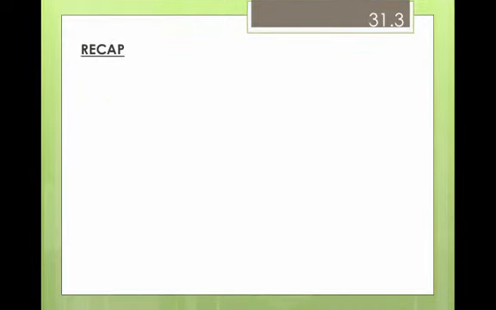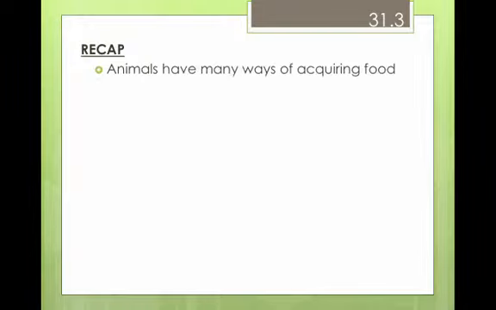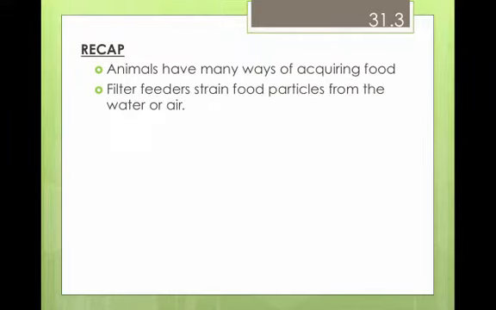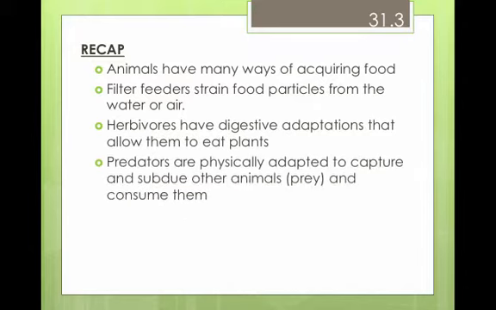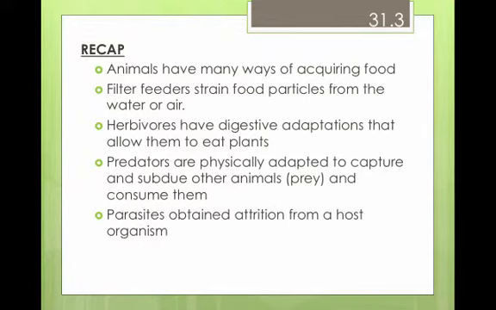So now we're done with chapter 31.3, and here's a real quick recap. Animals have many ways of acquiring food, and filter feeders strain food particles from the water or air. Herbivores have digestive adaptations that allow them to eat plants. Predators are physically adapted to capture and subdue other animals, which are prey, and consume them. And parasites obtain their nutrition from a host organism.